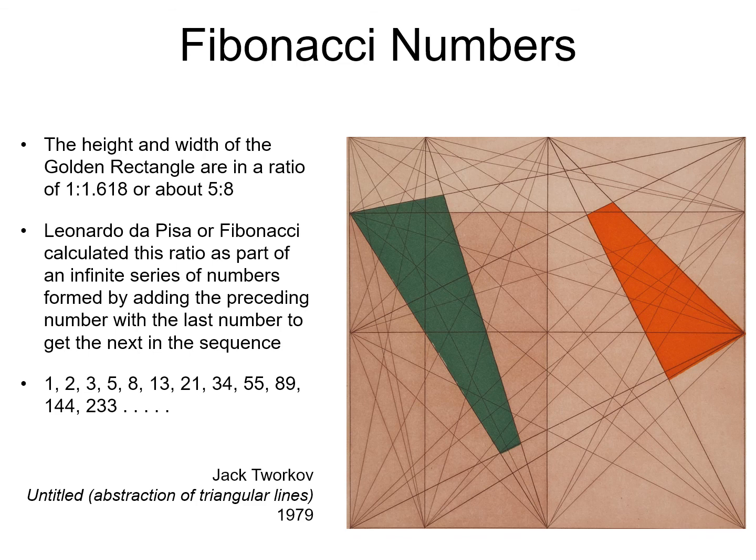Fibonacci numbers are another expression that derive from the golden rectangle or the golden mean, because the ratio of 1 to 1.618 is roughly a ratio of 5 to 8. And we see expressed in Fibonacci numbers that relationship of 5, then to 8, then 8 to 13, 13 to 21, which roughly maintains that ratio as you go up in the sequence.